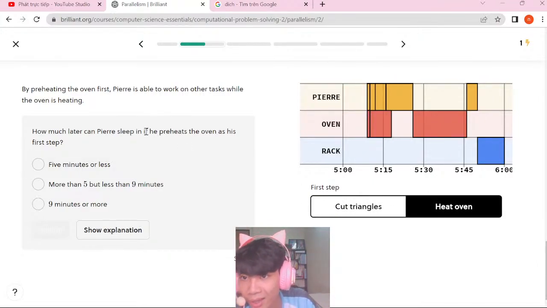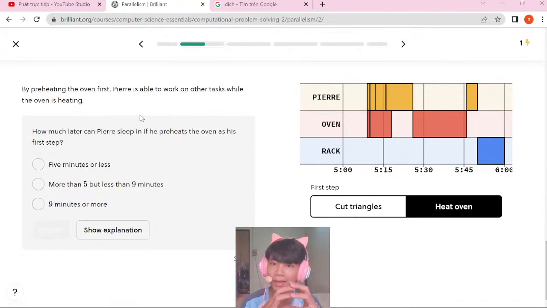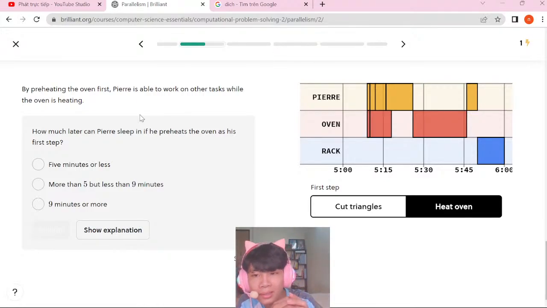By preheating the oven first, Pierre is able to work on other tasks while the oven is heating. How much later can Pierre sleep in if he preheats the oven as his first step? Oh, I understand. Let me see. So, first step.